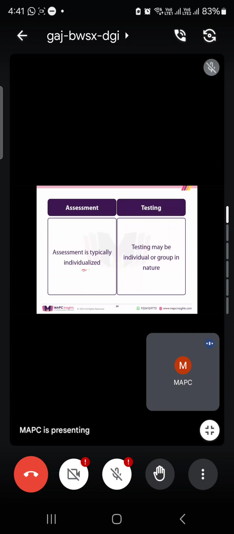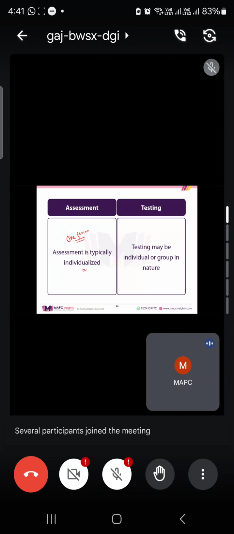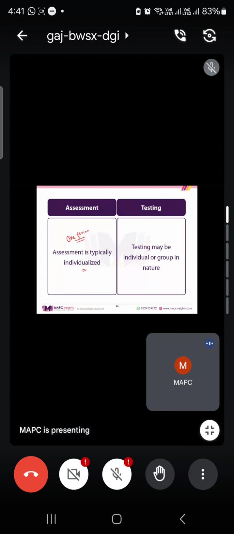Assessment is typically individualized. One person, you will do the assessment. Whereas testing is done on an individual or a group. Say, for example, a personality test. I may administer that to 100 participants at a time in a group. But assessment is typically done on one individual person.